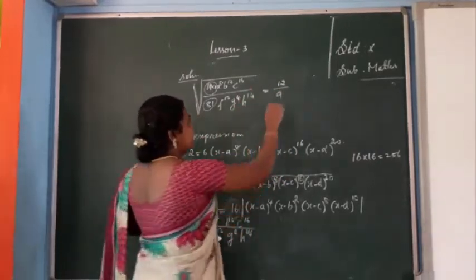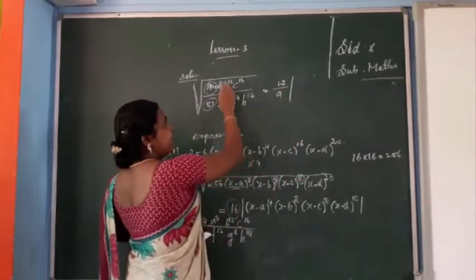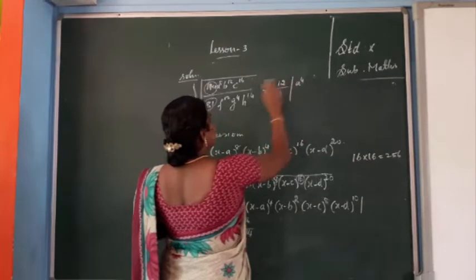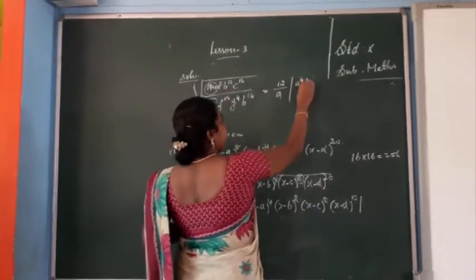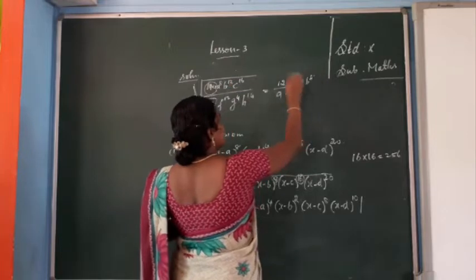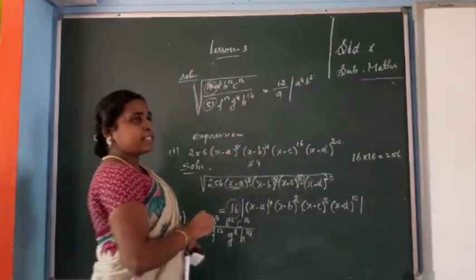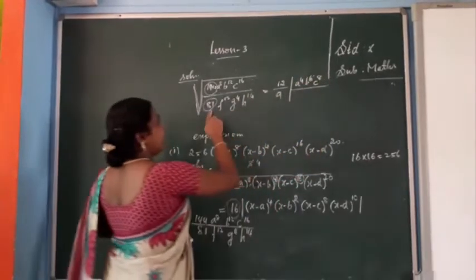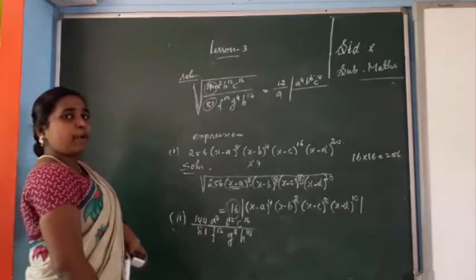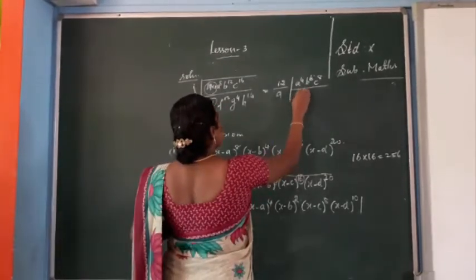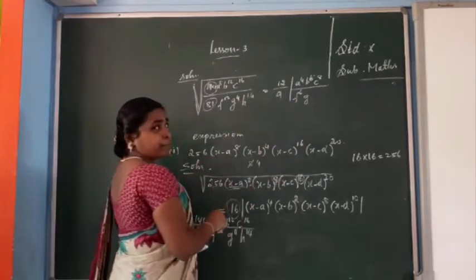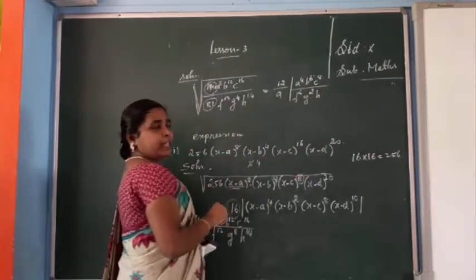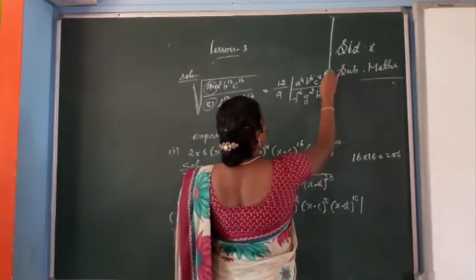Next, modulus. Now you see a power 8, so 1 by 2 of 8 is 4, a power 4. Next b power 12, half of 12 is 6. Then c power 16, 1 by 2 of 16 is 8, so c power 8. Divided by the denominator f power 12, half of 12 is 6, so f power 6. Next g power 4, half of 4 is 2, so g power 2. H power 14, half of 14 is 7, so h power 7.